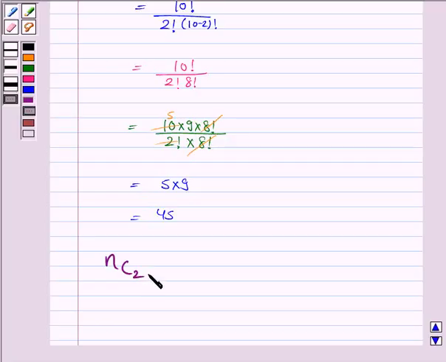Hence nC2 is equal to 45, and this is the answer to the question.